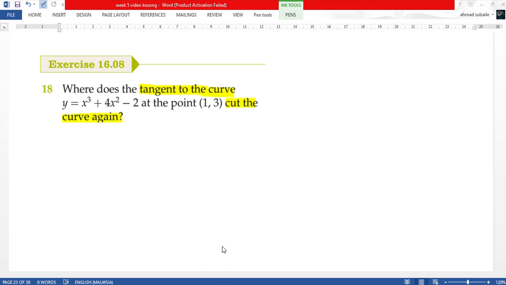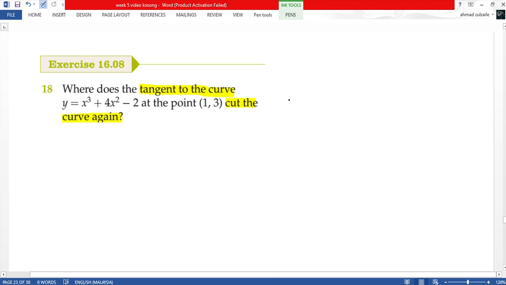If you use the decimal, you can get the coordinate straight away. But how to prove by calculation? Okay, so back to the question here. First thing first, you have to differentiate the curve.